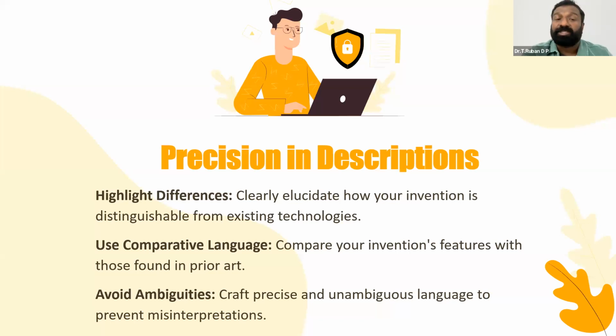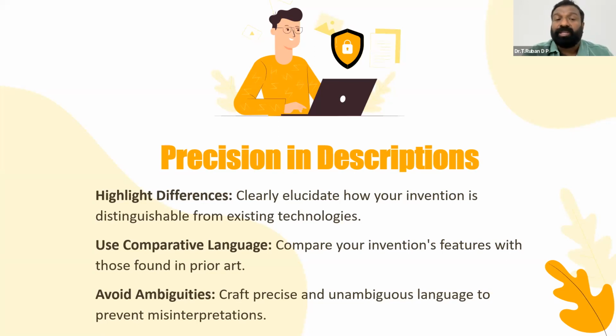Then very important is avoid ambiguities. Think of your patent application as a crystal clear image. Craft language that leaves no room for misinterpretation. It's like using the sharpest lines and colors to make sure everyone sees the same picture. So avoiding ambiguities ensures that your invention is precisely understandable.